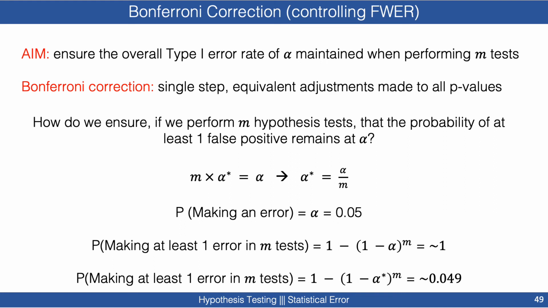And if you construct your significance threshold by dividing your original significance threshold by the number of tests that you make, you can see that you ensure that the probability of still making one error is the same as it was for one test when you divide by the number of tests that you make.